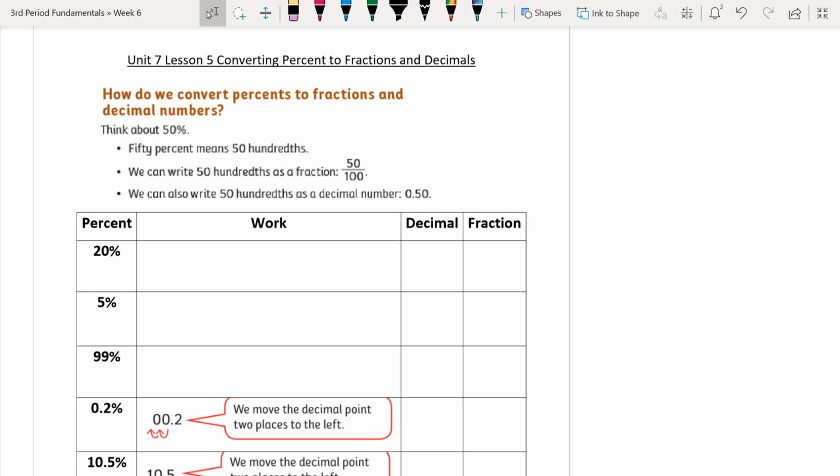For Landon and Brooklyn, find in your notes the last page that says Unit 7, Lesson 5. Everyone else, I want you to start just taking out a piece of paper and please write this title. Unit 7, Lesson 5, Converting Percent to Fractions and Decimals.